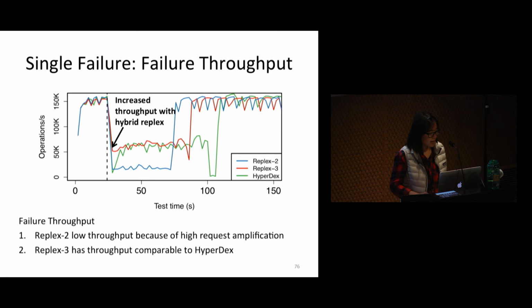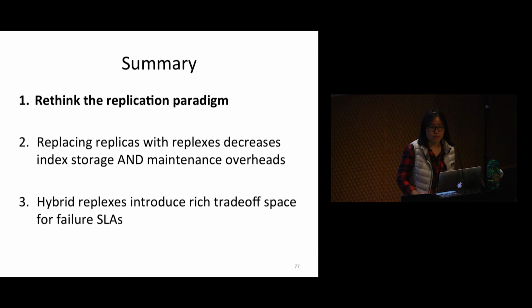Okay. So in summary, what we've done is we've rethought the replication paradigm to include indexing. This means that indexing is no longer this really high overhead thing that we need to do in distributed data stores. And by replacing replicas with this idea of a replex, we can decrease not only the storage overheads of maintaining indexes, but also the networking overheads. And finally, this idea of a hybrid replex introduces a really new and rich design space for treating failures, for dealing with recovery, and dealing with steady state performance in distributed data stores.